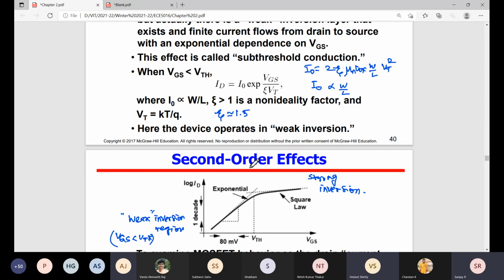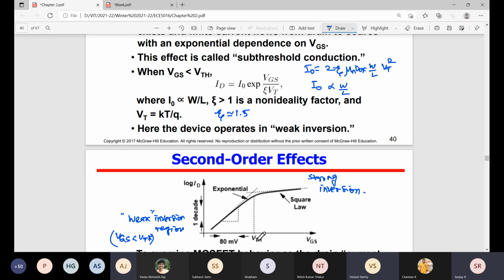Then we discussed subthreshold conduction. Below the threshold voltage, there will be some conduction. The conduction behavior can be explained using the BJT exponential behavior. It is also called weak inversion, as there is a small inversion layer. That's all for today. We also discussed transconductance and different expressions for it. Any doubt? Let me take the attendance.